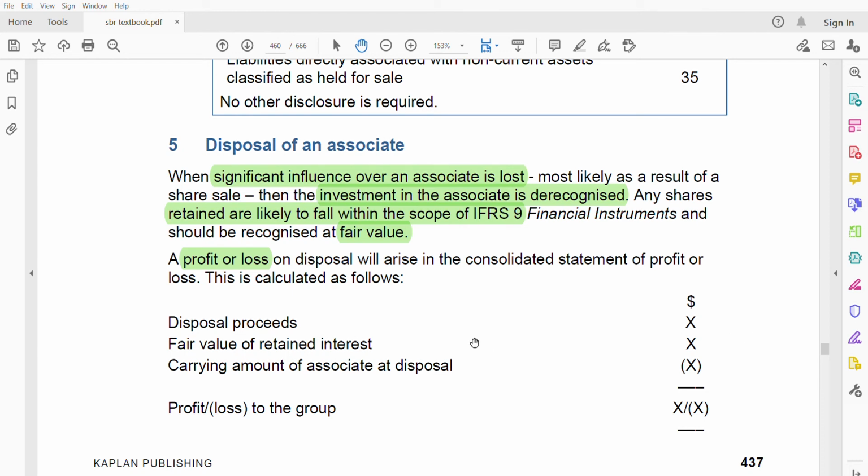And this is the way to calculate disposal proceeds. With that you add the fair value of retained interest, same way as for control also. This is the same thing which is repeated when it was a subsidiary also. Then you have to deduct the carrying amount of the associate at disposal date. That's it.